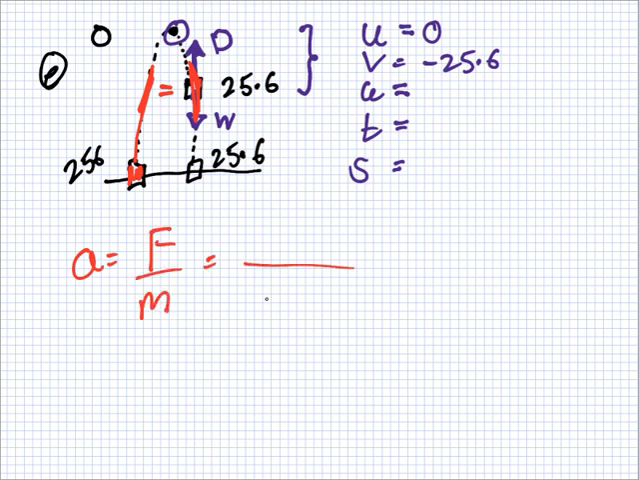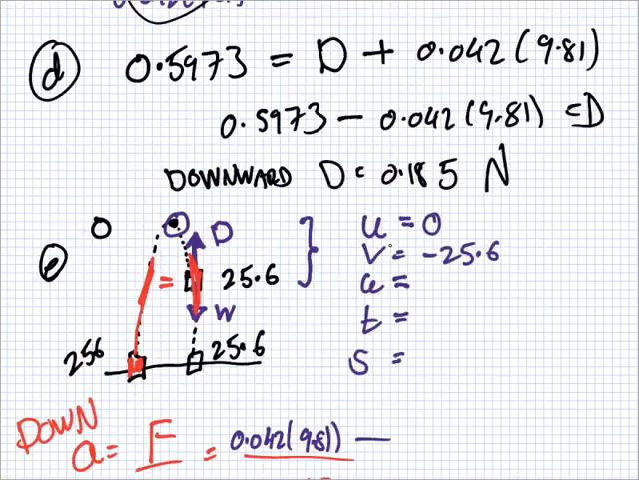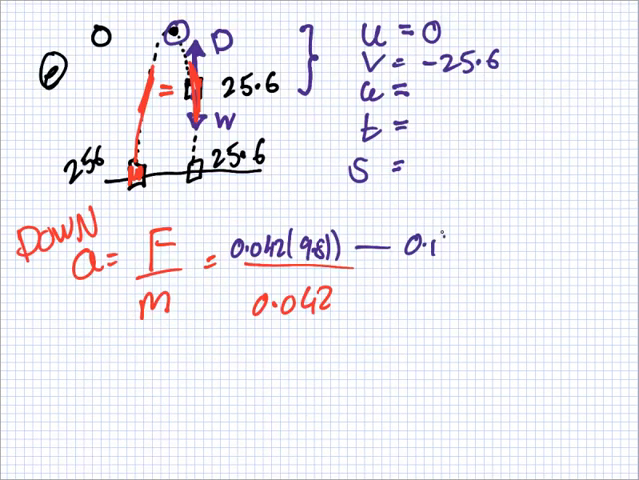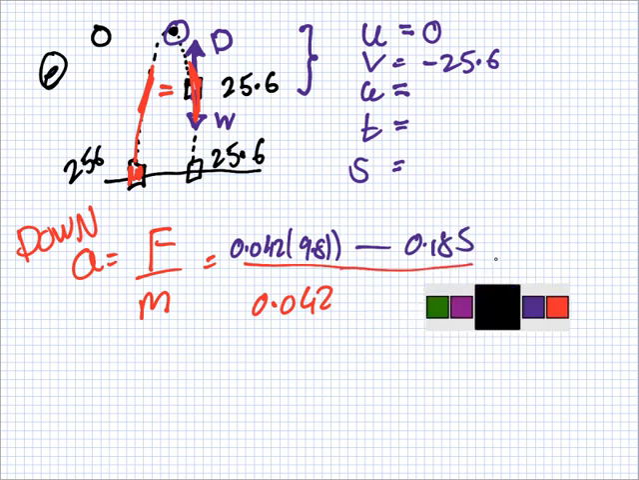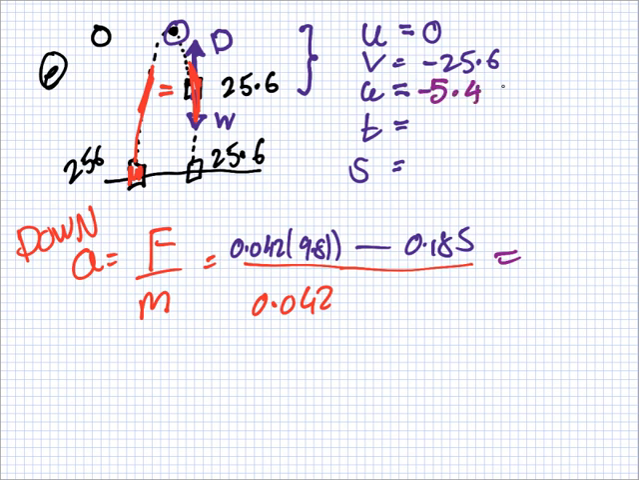Now, do we know the m? We do. Now, what is the F going down here? Total downwards, it's the weight minus the drag, which is something we just worked out. 0.185. So the acceleration is about half of what it was previously. It's minus 9.41 meters per second squared.